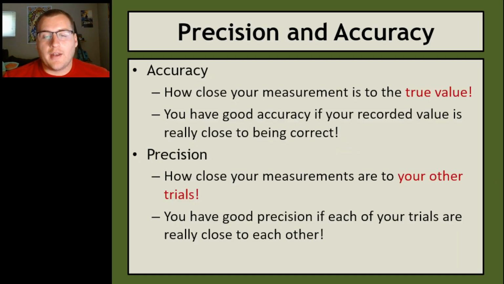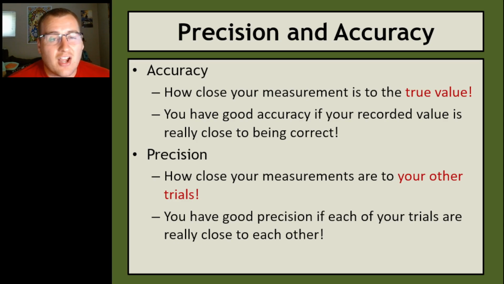Okay. Next topic, we have precision and accuracy. Some vocabulary that might potentially come up throughout our labs. So accuracy, when you're doing some sort of scientific investigation, is how close your measurement is to the true value. So maybe you're trying to determine experimentally the molar mass of sugar. The accuracy would be how close you are to the actual accepted value. So if you got within like 1% or something, that'd be a very accurate measurement. You have good accuracy if your recorded value is really close to being correct.